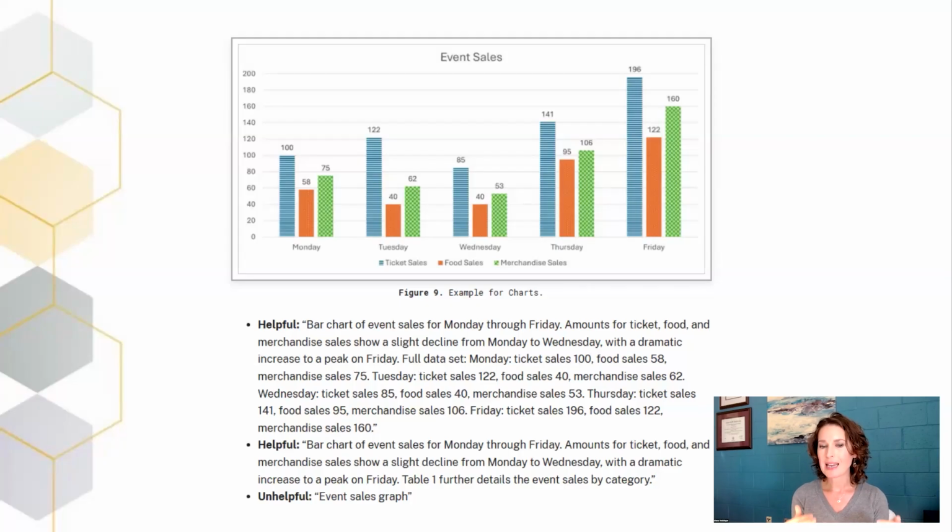It's less detailed and it directs readers or listeners to table 1 for further details about event sales by category. So we need to think holistically about, is there other information in this document and the surrounding text that's going to convey the same meaning that might warrant me being a little bit less descriptive in the alt text? Or is this image the one and only chance for learners to get the information?